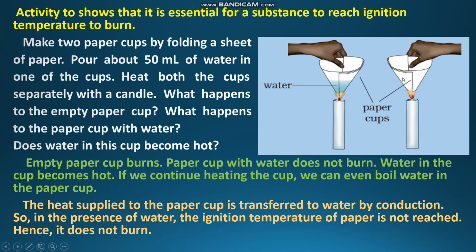The empty paper cup burns when it reaches its ignition temperature. In the presence of water, the ignition temperature of paper is not reached because the heat is transferred to the water by conduction. Conduction is one of the methods of transfer of heat. So, how is the activity done? Here we have taken two paper cups. In one of the paper cups we have taken water. We are burning both. We can see the empty paper cup burns, and the paper cup with the water does not burn because the heat is transferred to the water. So its ignition temperature is not reached.